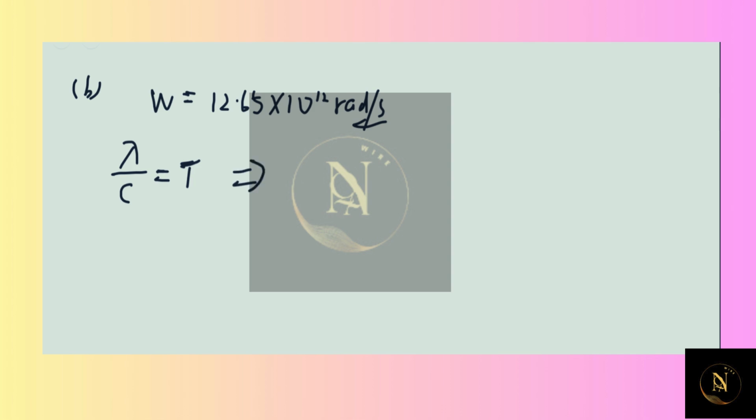And in part B, we want to know the wavelength of this wave, because we know the angular frequency is 12.65 times 10 to the 12th radians per second. And for the electromagnetic wave, we know the speed is a constant, which is the speed of light. So we can see that lambda over c equals T, where T is just the period. And we can obtain c over lambda equals f. f is the frequency, which also equals omega over 2 pi. Okay, so this is the omega.